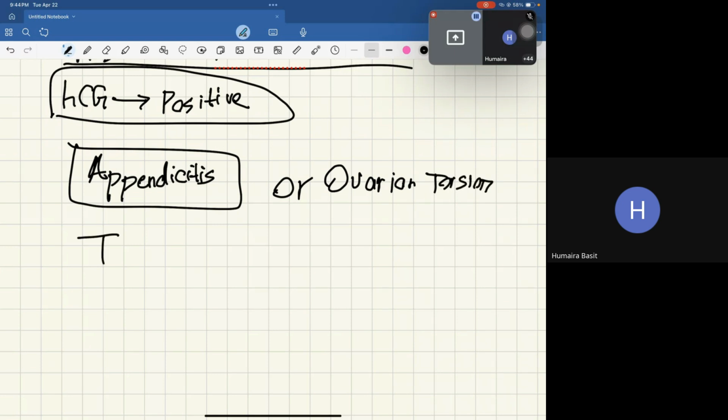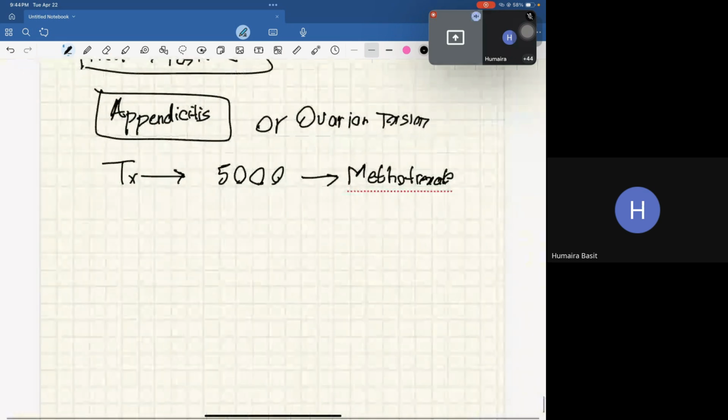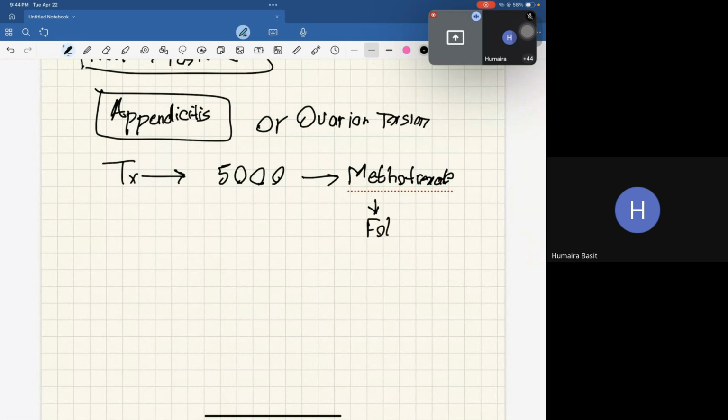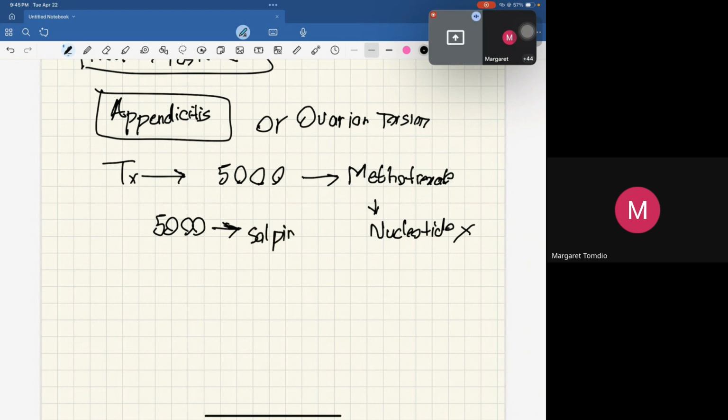So what is the treatment? If the HCG is less than 5,000, you give the patient methotrexate. What is methotrexate? It is a folic acid synthesis inhibitor, or rather, a nucleotide synthesis inhibitor. And if it is more than 5,000, then we do a salpingectomy in these females.